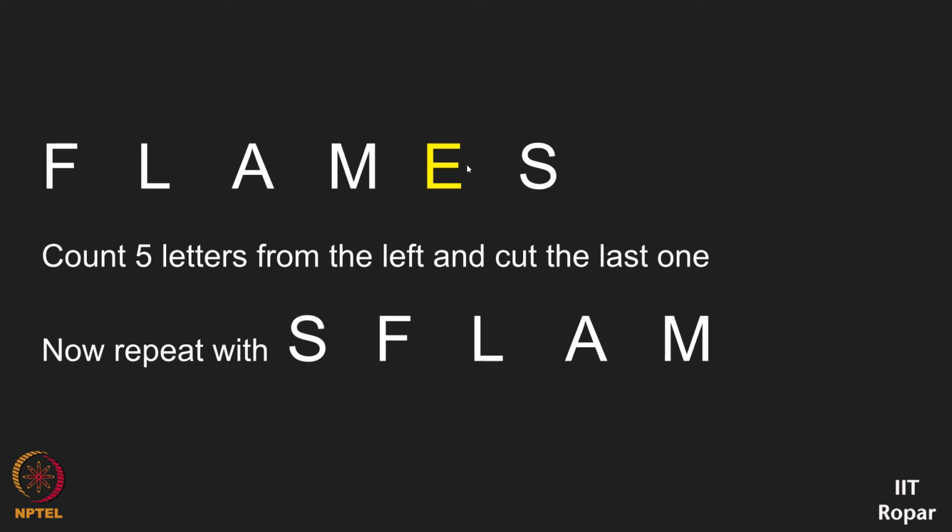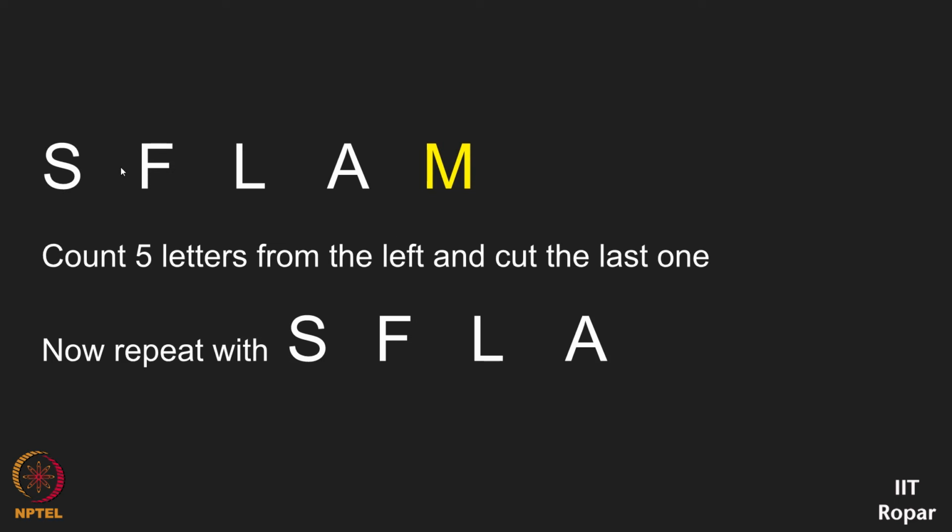So for the next round, now I get S-F-L-A-M. Now I have to repeat it with this. So let me do that. S-F-L-A-M. 1, 2, 3, 4, 5. I am at M. So M is crossed out. After you cross out M, whatever is in the right, there is nothing in the right, so leave it. And then whatever is in the left, S-F-L-A. This is in the left.